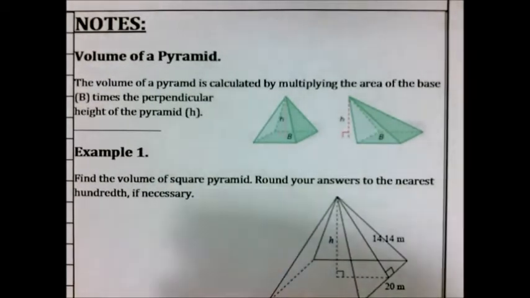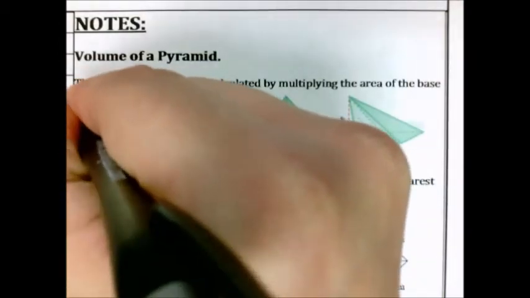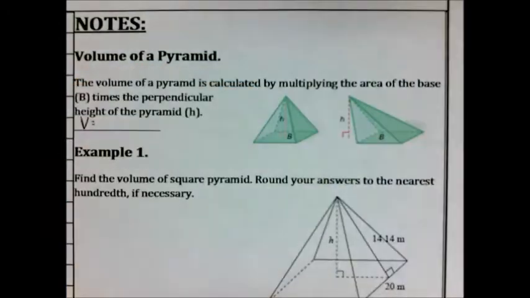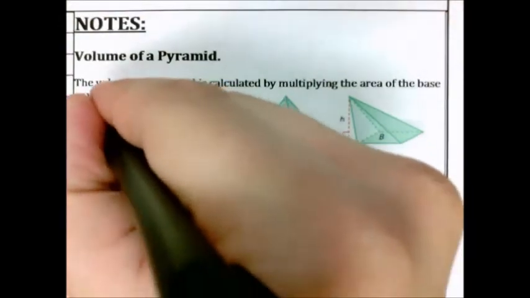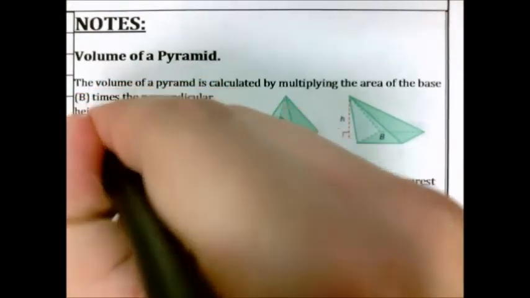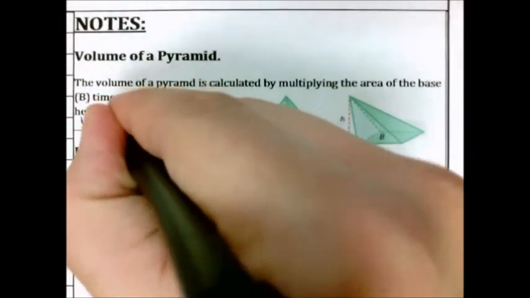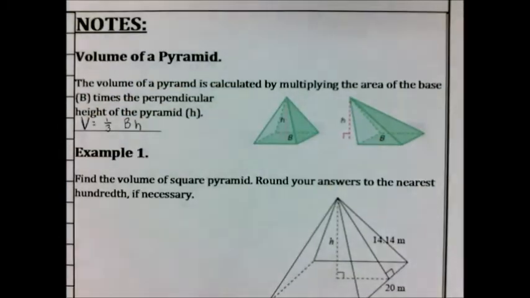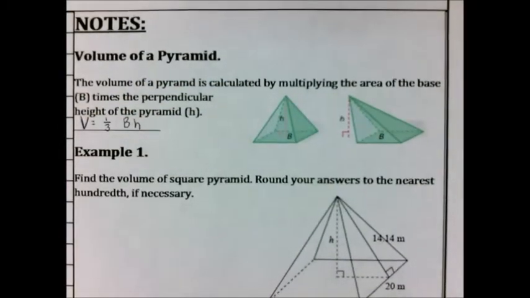And we can write out the formula: V, meaning volume, is equal to 1/3 times the area of the base times the height of the pyramid. So 1/3 BH, okay? And that B is changing depending on what the shape of the base actually is. All right, let's get going on an example.